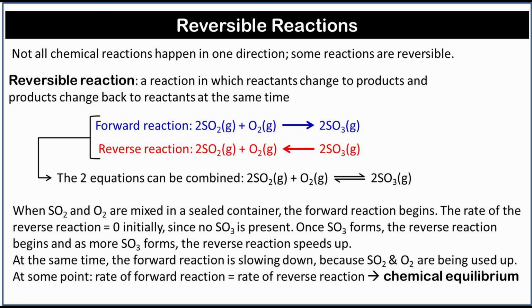When sulfur dioxide and oxygen are mixed in a sealed container, the forward reaction begins. The rate of the reverse reaction is equal to 0 initially, since no sulfur trioxide is present. Once sulfur trioxide forms, the reverse reaction begins, and as more sulfur trioxide forms, the reverse reaction speeds up. At the same time, the forward reaction is slowing down, because sulfur dioxide and oxygen are being used up. At some point in time, the rate of the forward reaction will be equal to the rate of the reverse reaction, and this state is called chemical equilibrium.